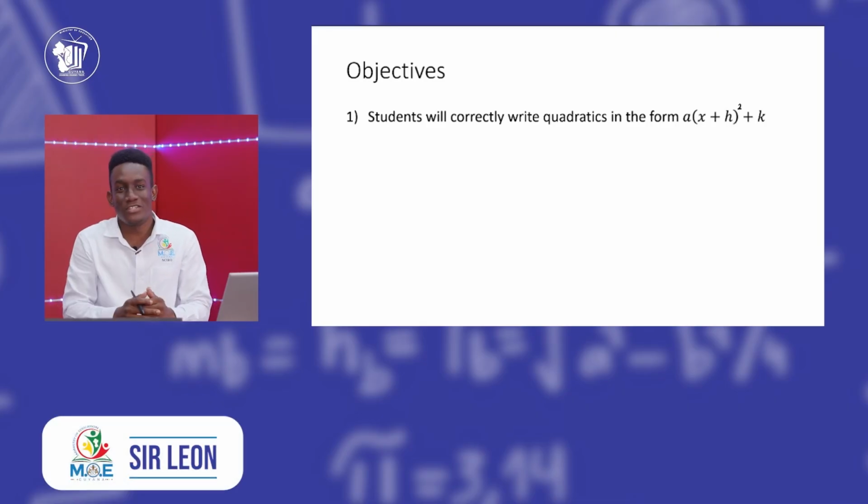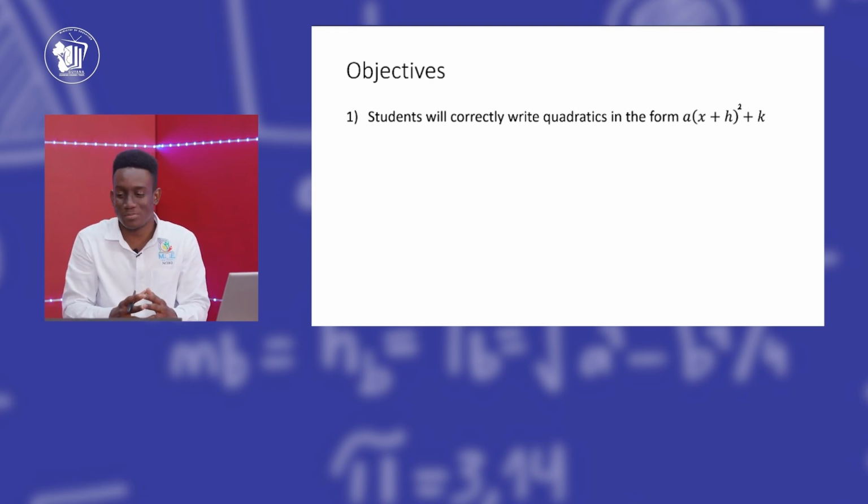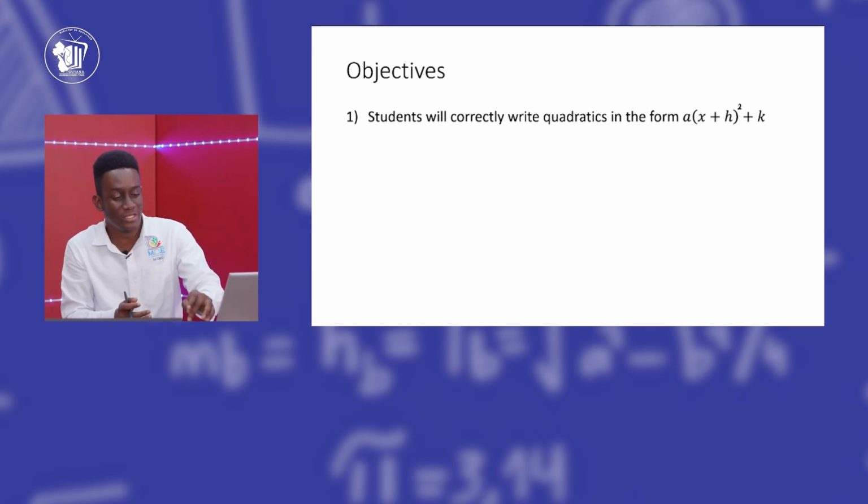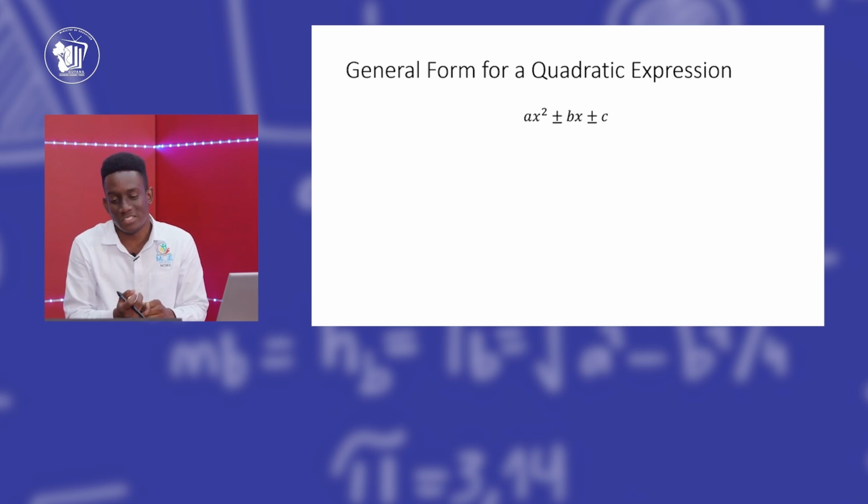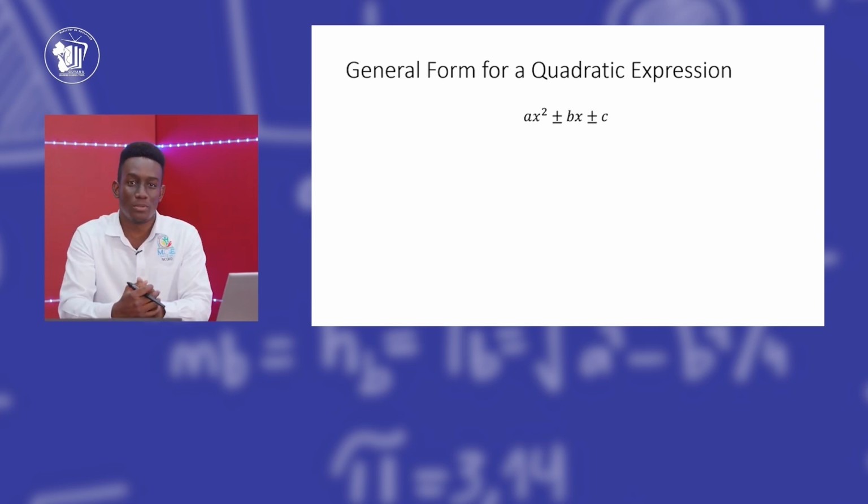And at the end of this video, you should be able to write the general form of the quadratic in the form a open bracket x plus h close bracket square plus k, or an equivalent form to this one that I have on screen. So the general form for a quadratic expression is ax squared plus or minus bx plus or minus c. And this is the general form.